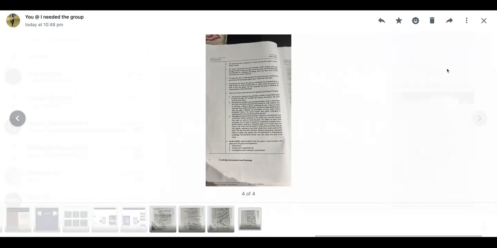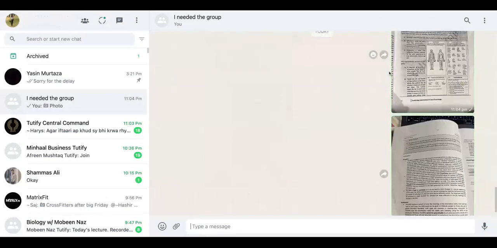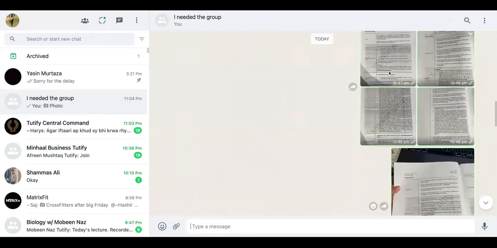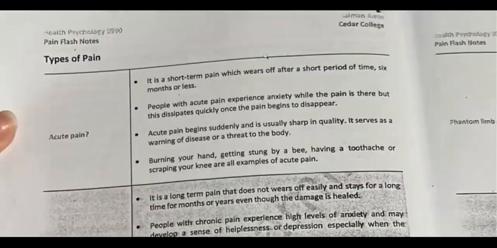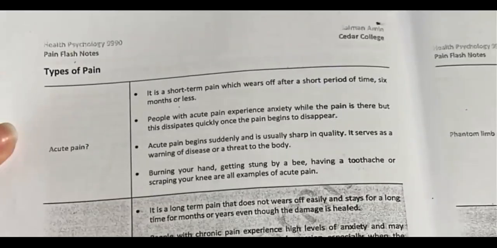Okay, so now we have the types of pain. Looking at the first type of pain, which is acute pain. Acute pain is short term but very intense pain. Something sharp when it cuts, or getting stung by a bee, or burning your hand, all of that is acute pain, even though it is short term. But it can be healed. However, it will hurt a lot while it's there. So that's basically acute pain.